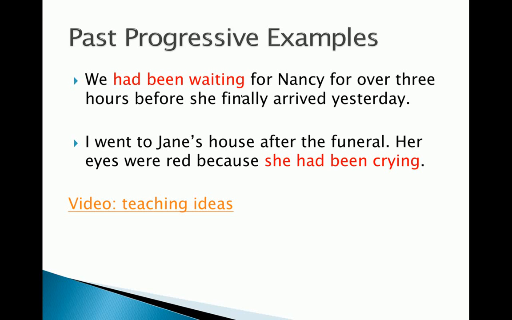So again, we have two actions, okay? First, we waited over 3 hours, then she arrived. "I went to Jane's house after the funeral. Her eyes were red because she had been crying." So she had been crying for such a long time. Then I arrived. Two actions in the past. One was in continuity, then the other one happened.